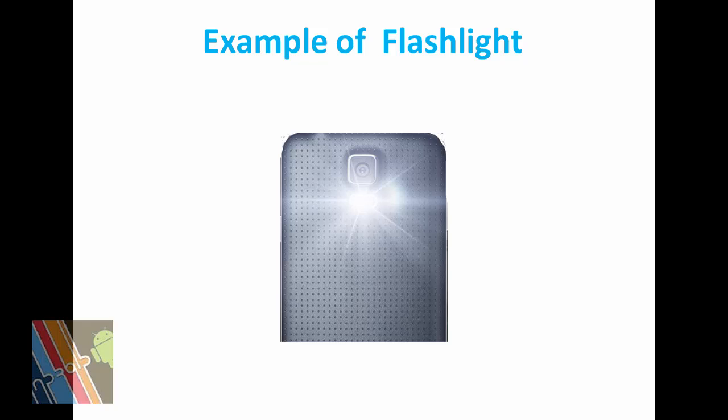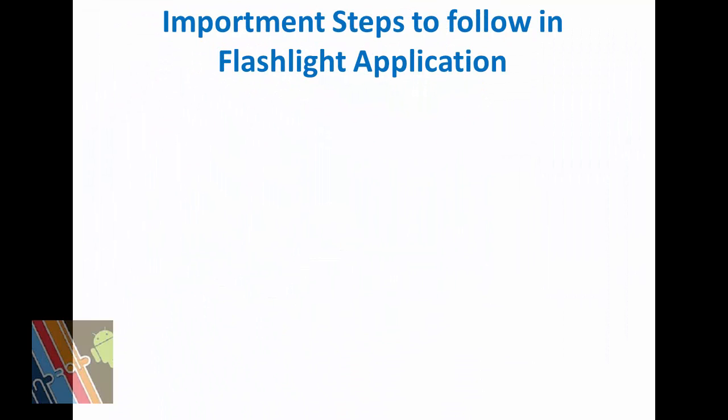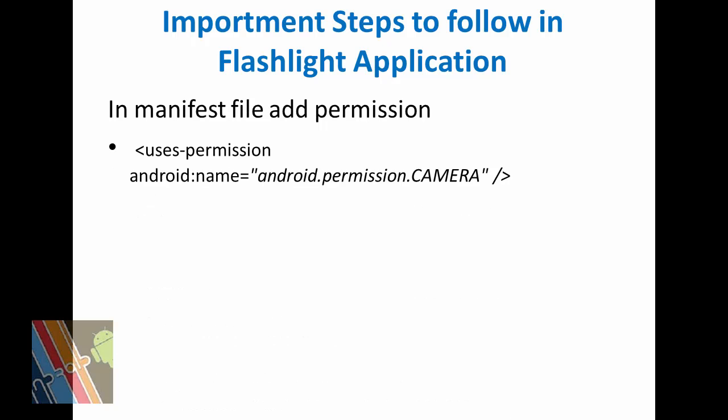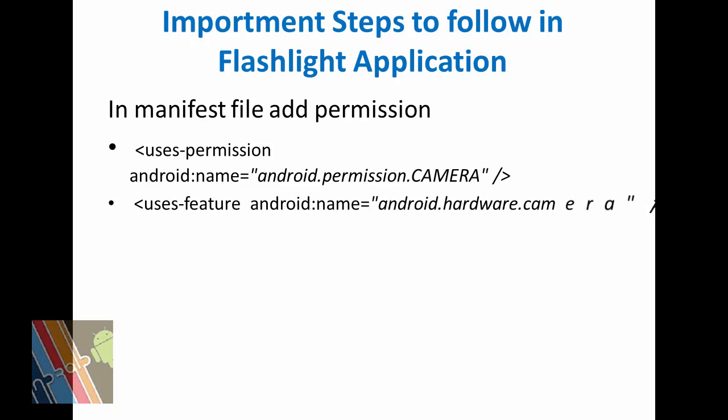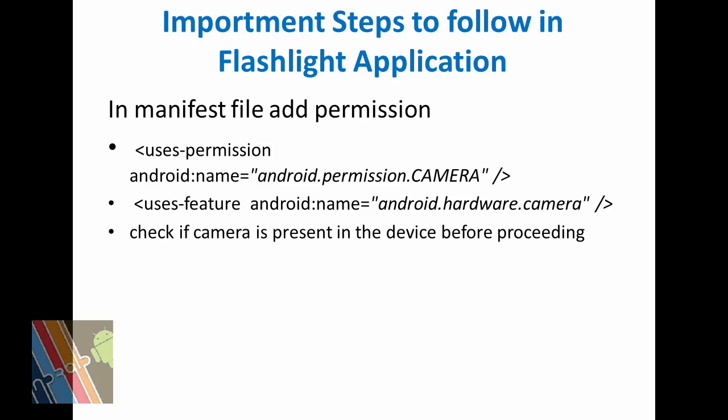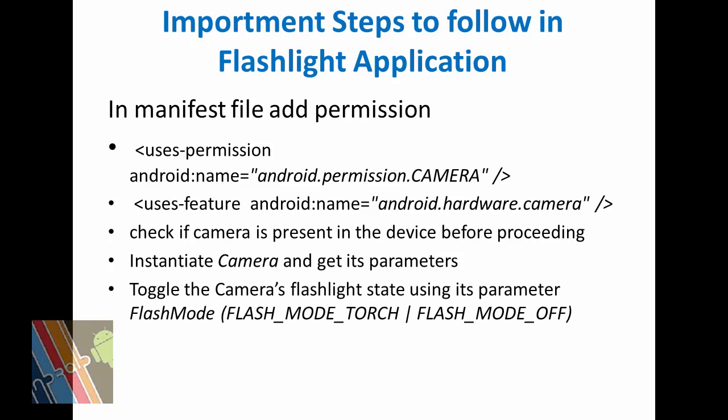The important steps to follow for the flashlight application are, in the manifest file, you have to use android:name android.permission.CAMERA, which is required to access the camera, and android.hardware.camera, which is required to access the camera hardware features. Check if a camera is present in the device before proceeding. If the camera doesn't exist, this application will throw an exception that the camera is not present. Then instantiate the camera and get its parameters, and toggle the camera's flashlight state using this parameter: flash mode torch, or flash mode off.